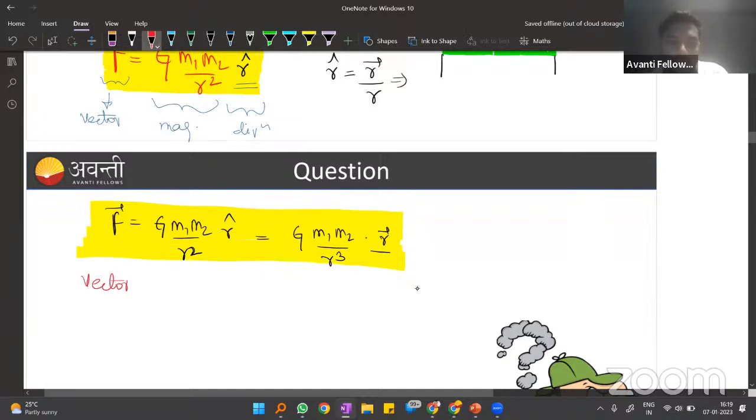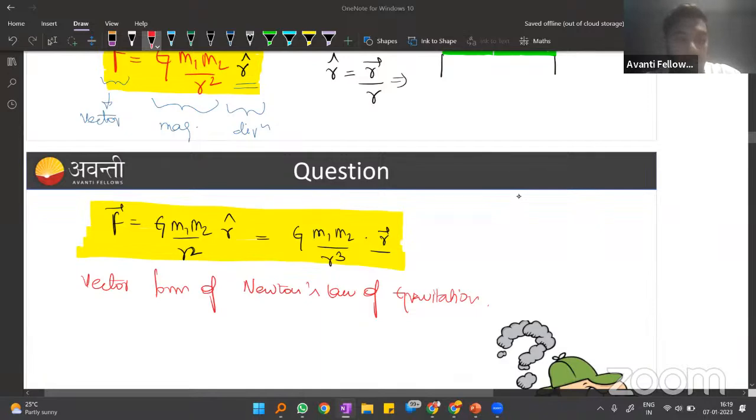Vector form of Newton's law of gravitation. Hopefully this is clear. Is that clear? Give a thumbs up or a yes or anything will work. Is that clear, guys? Anyone? How many students are there? Okay, there are few.